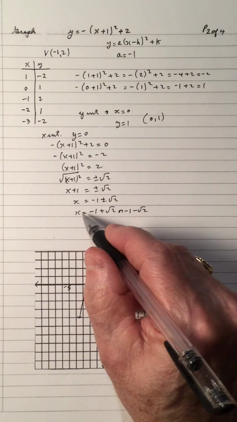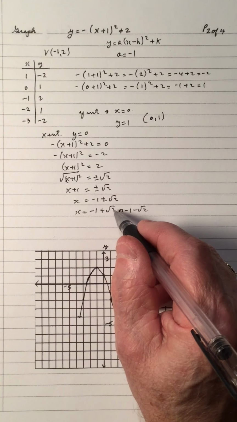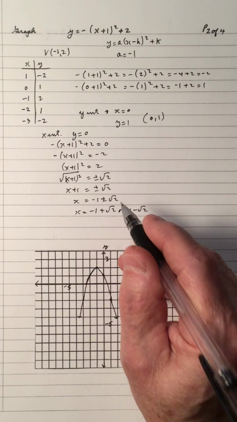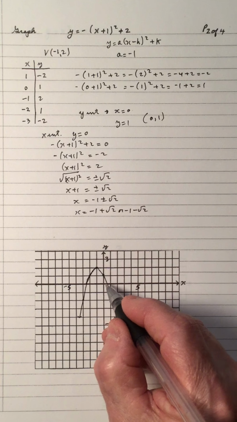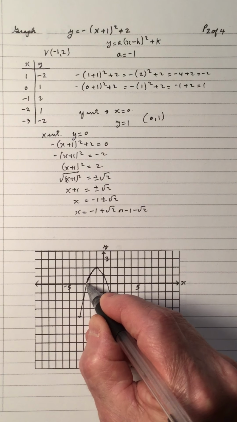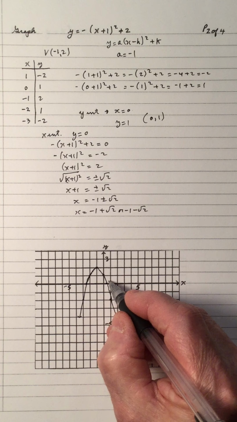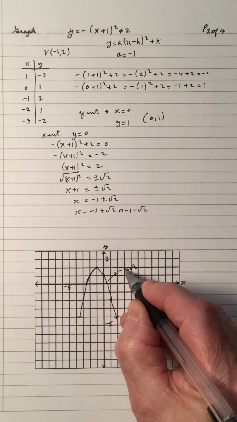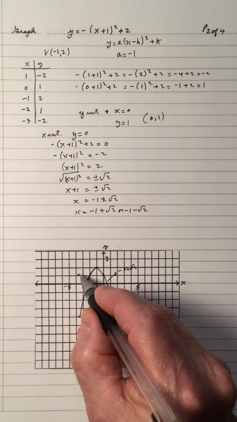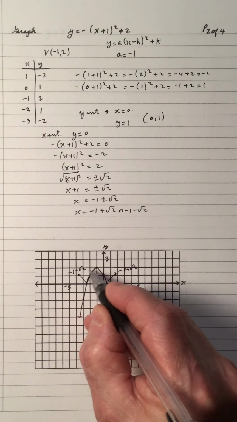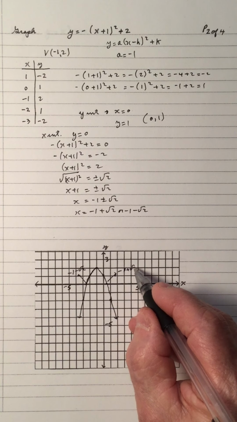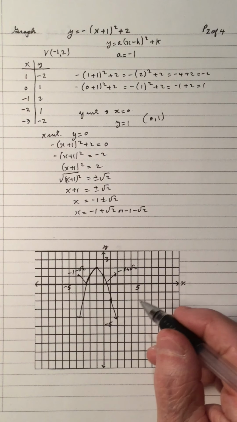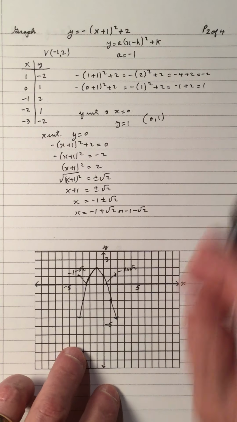And notice the two x-intercepts are not integers, so we have to approximate. The square root of 2 is 1.4, so we get 0.4 and negative 2.4, so it's roughly there and there, but they're not good x-intercepts. This one right here is negative 1 plus root 2, and this one right here is negative 1 minus root 2. Again, change your root 2 to a decimal and add on negative 1 and you'll get approximately that point, but they're not good. So that's the graph, but the x-intercepts are not integers.